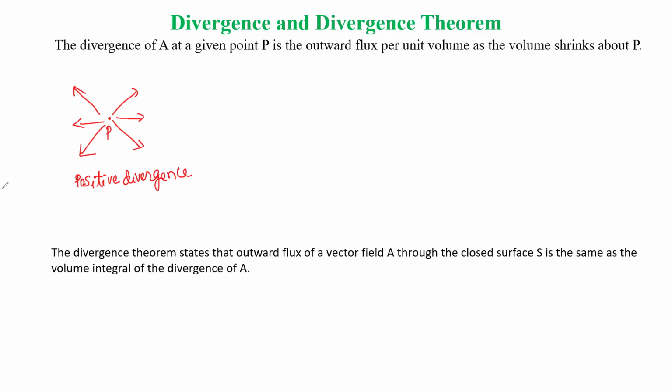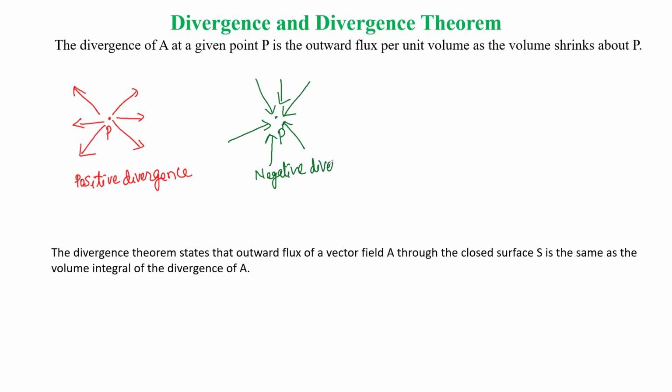Whereas in another situation, suppose this is the point P, and the direction of the lines of force is like this. All are converging towards the point P from all sides. So this is called the negative divergence.